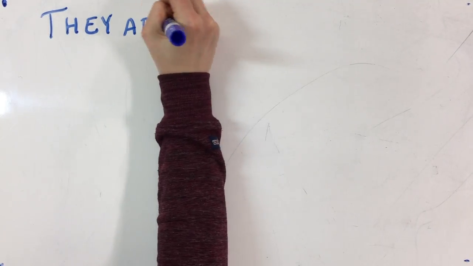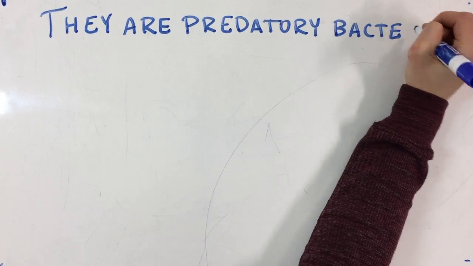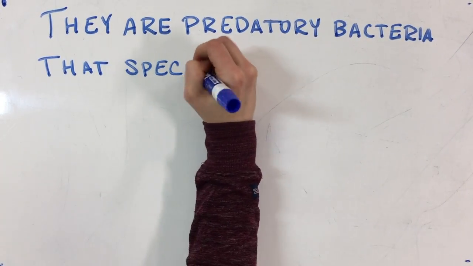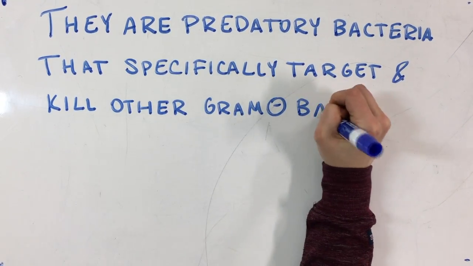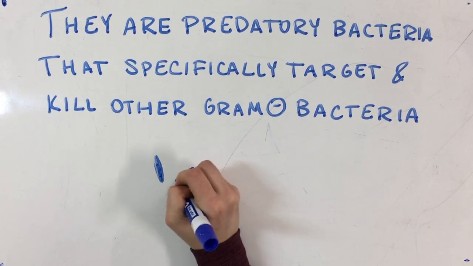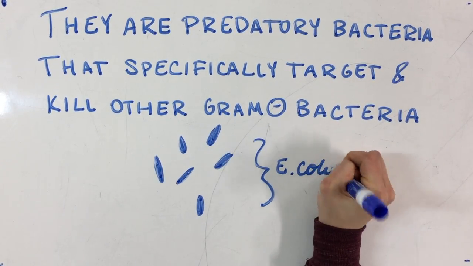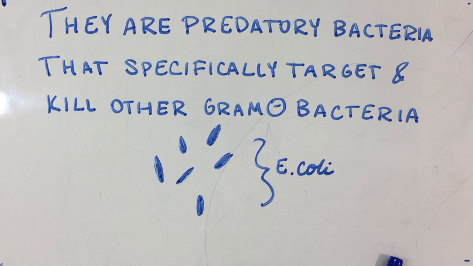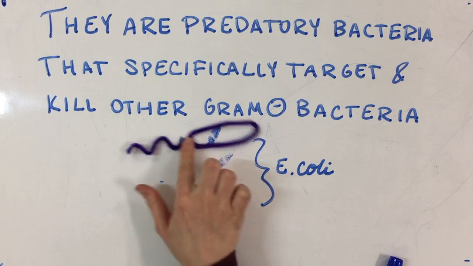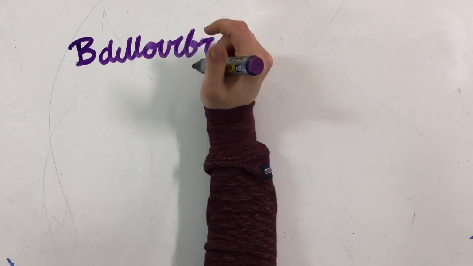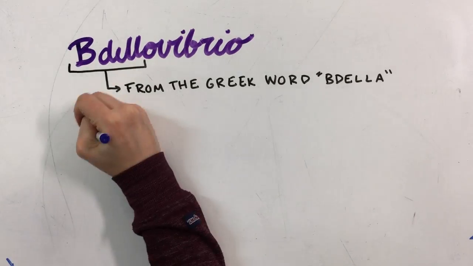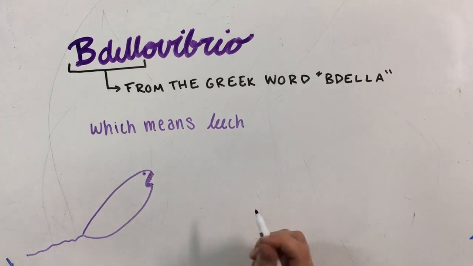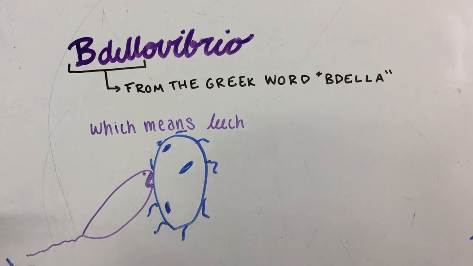The bacteria's form influences its function, as they are predatory bacteria that must move quickly to find, infect, and kill their prey, which are other gram-negative bacteria that they attack specifically. Vibrio, the genus, comes from the Greek word for leech. An appropriate name for a leech-shaped predator, huh?